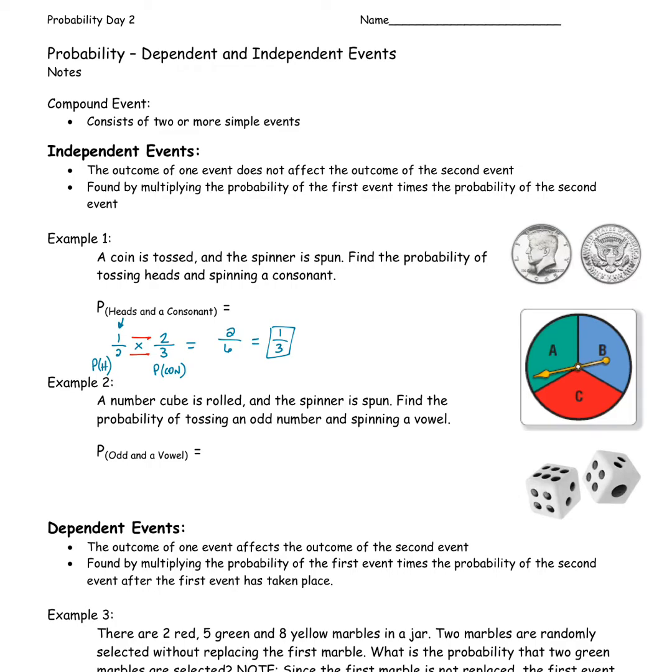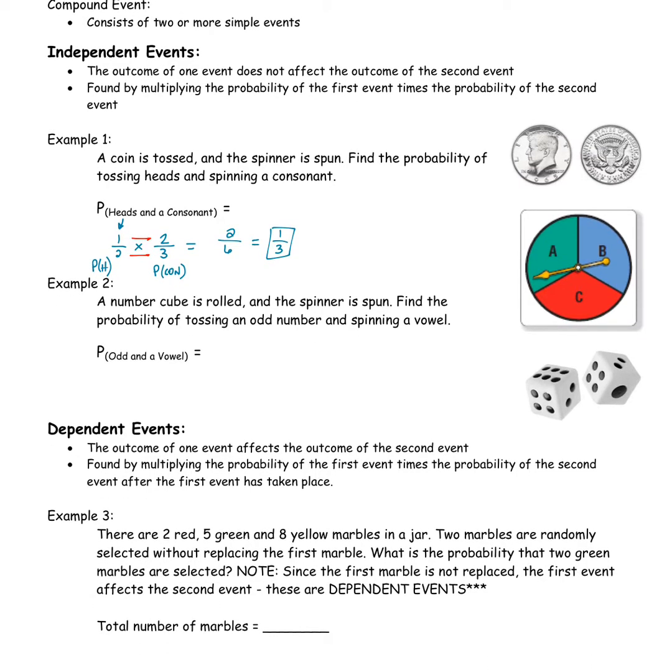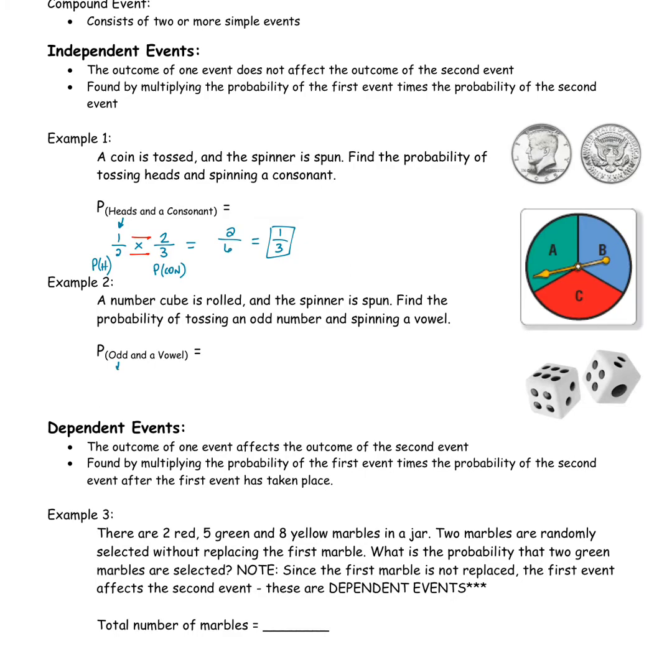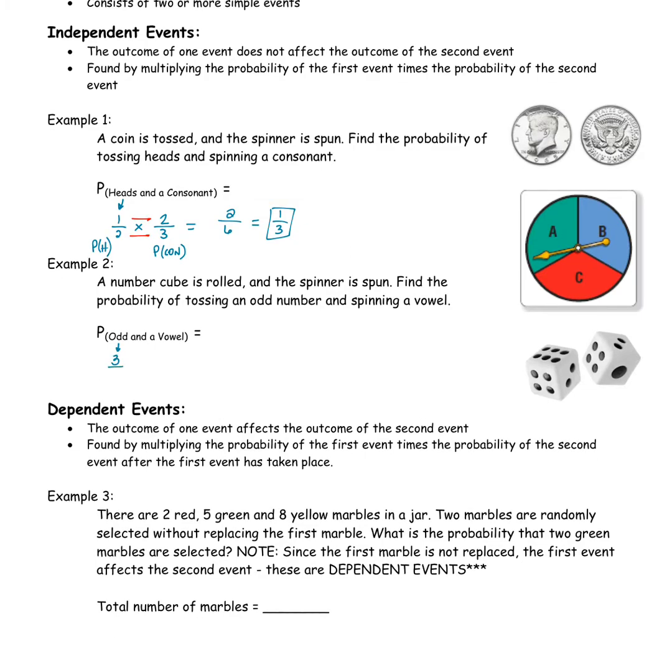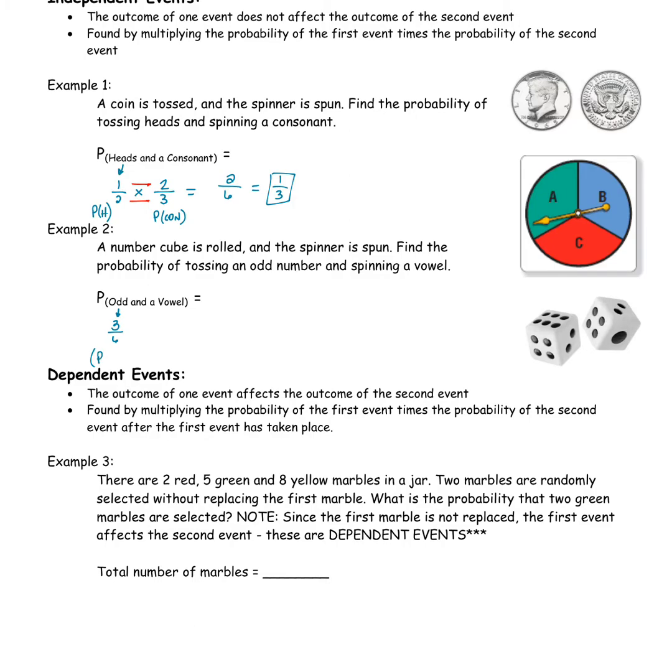A number cube is rolled, and the spinner on the right is spun. Find the probability of rolling an odd number and spinning a vowel. Again, we've got 2 simple events. The probability of an odd number on a die is 3 out of 6. Then times, there's 1 out of 3 vowels, so that's the probability of a vowel. Remember, we multiply straight across.